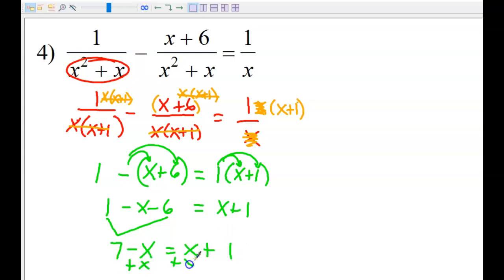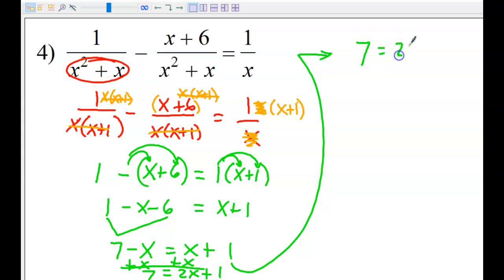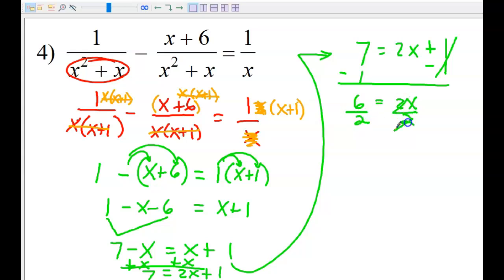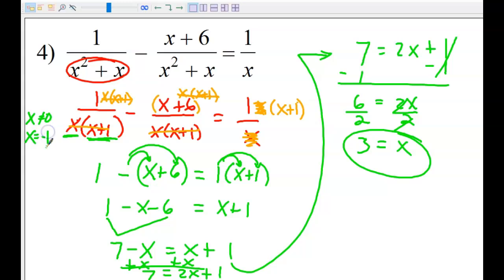Add the x over to get 2x. And just continue solving. X equals 3. Now, in this particular problem, I know 3 is a good answer because this can't equal 0. And for this one, x can't equal negative 1. So long as our answers are not negative 1 or 0, we're good. And that answer is neither one. So that's an acceptable and good answer to keep.